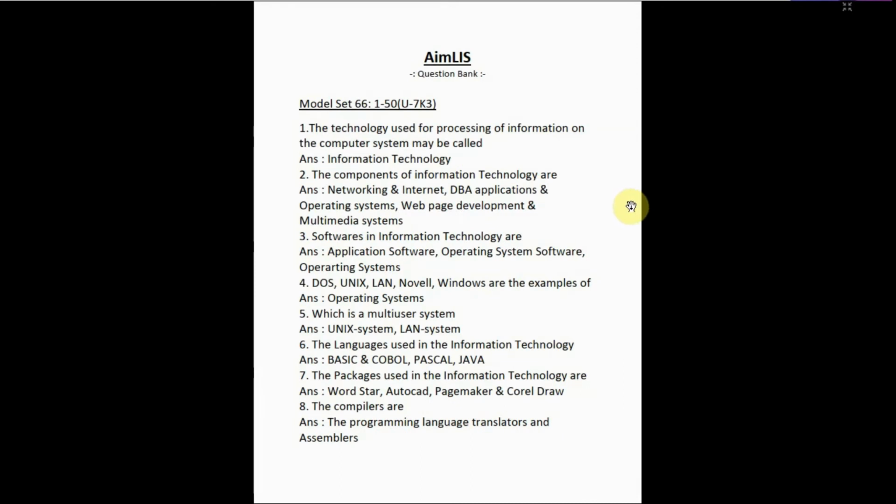Model set 66, based on information technology. The technology used for processing of information on computer systems may be called information technology. The components of information technology are networking, internet, DPA applications, operating systems, web page development, multimedia systems, etc. Software in information technology: application software, operating system software. DOS, Unix, LAN, Novell, Windows are examples of operating systems. Which is a multi-user system, Unix system, LAN system? The languages used in information technology: BASIC, COBOL, Pascal, Java, etc.